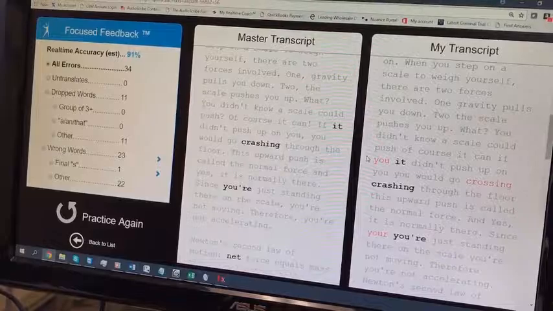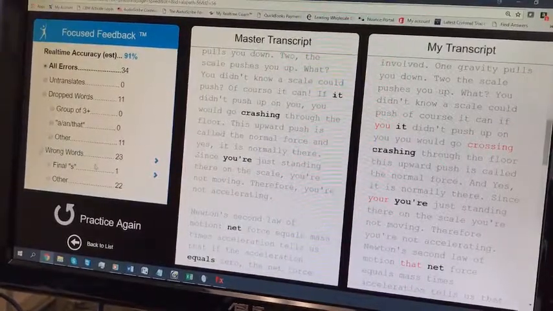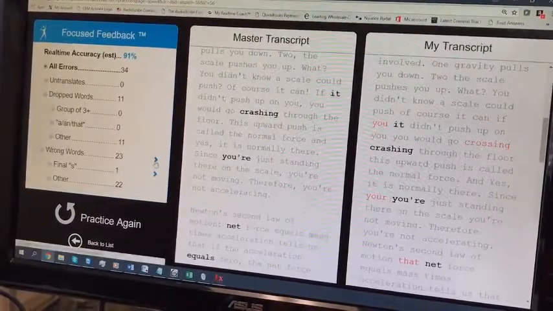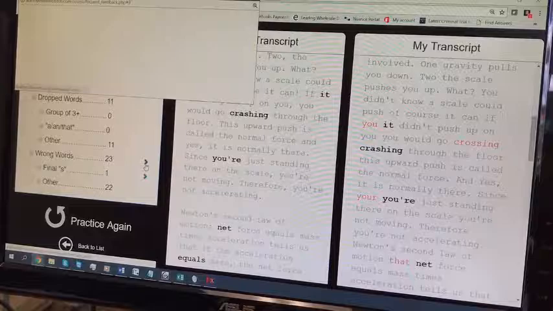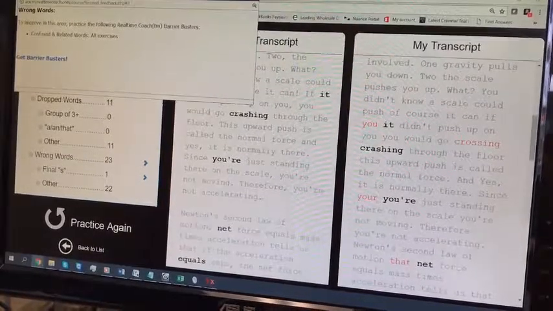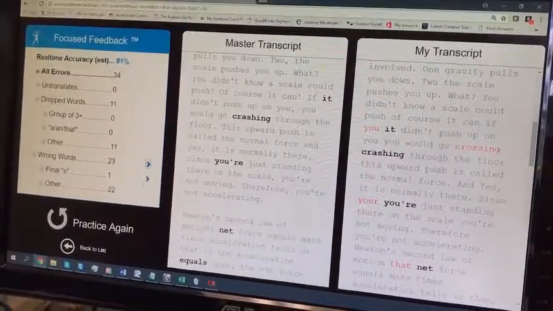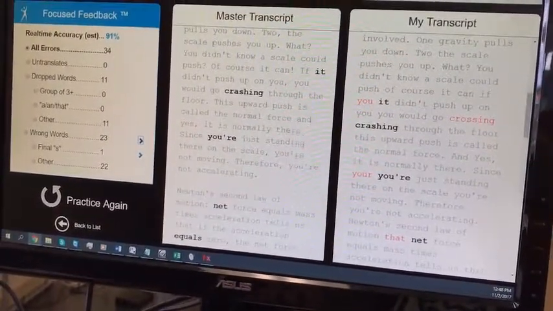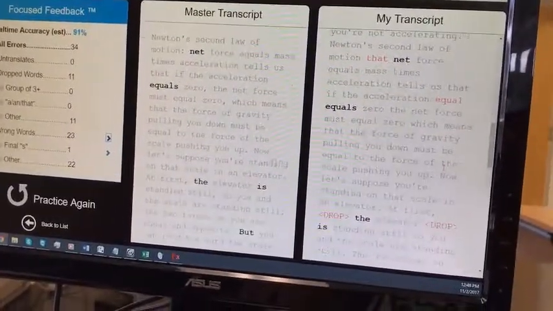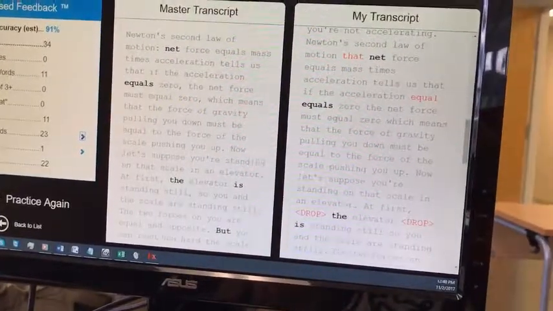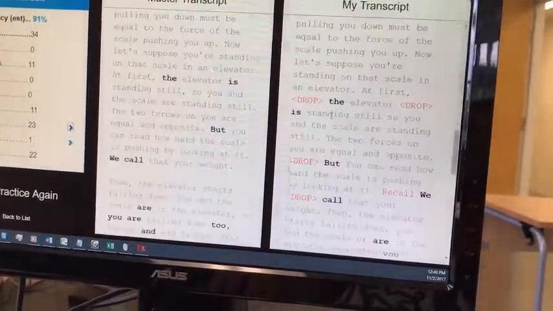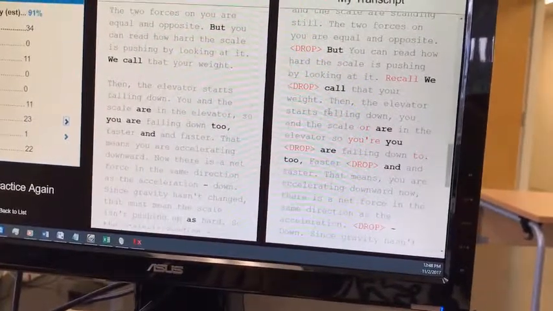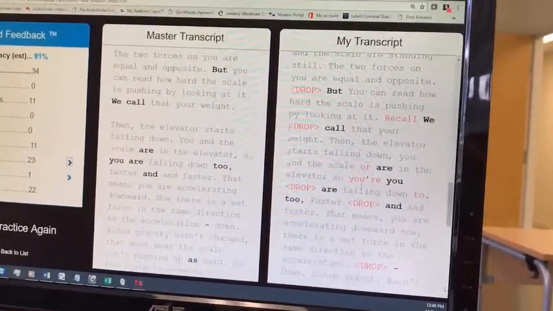And it tells you more information about your accuracy. It says that there were 11 dropped words. There were 23 wrong words. One of them involved a final S. And the other 22 did not. So it's very good information. It shows you where it thinks you dropped words. And the dropped words really could be words that Dragon did not properly understand that we dictated.